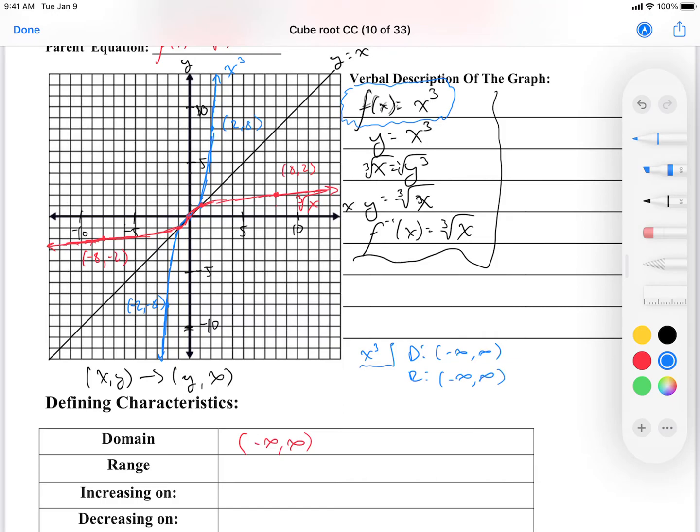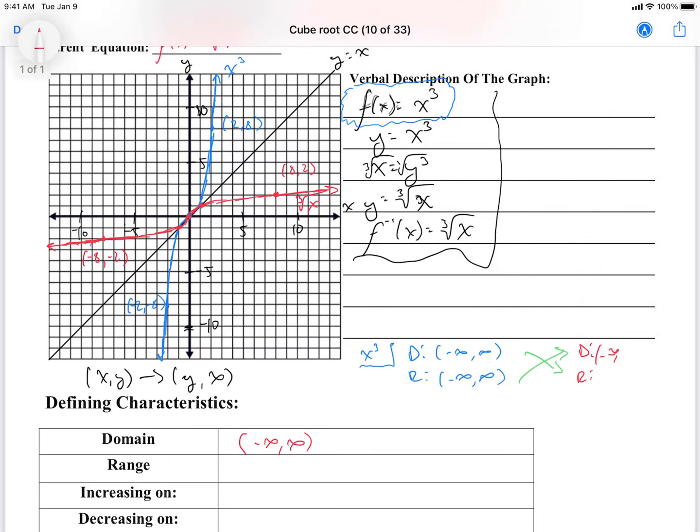Okay? So remember, when we do inverses, these two are supposed to switch. But since they're both pretty much the same thing, we know that our domain is -infinity to +infinity, because that's what the range of our inverse used to be. And then our range is also going to be -infinity to +infinity, because that's what the domain of our pre-image was. Okay?